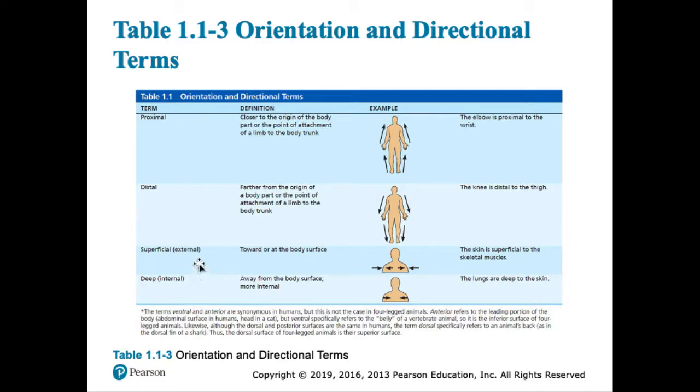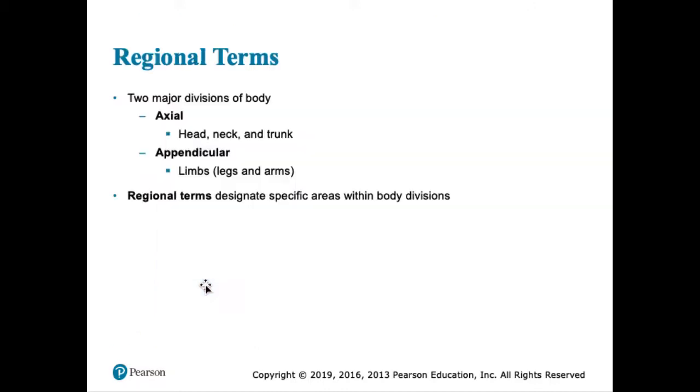Superficial also means external. So that's towards or at the body surface. So the skin is superficial to skeletal muscles because it's on the surface. And then deep or internal, that's away from the body surface. So that's more internal structures. So the lungs are deep to the skin. So that's basically those kinds of orientations and directional terms there.